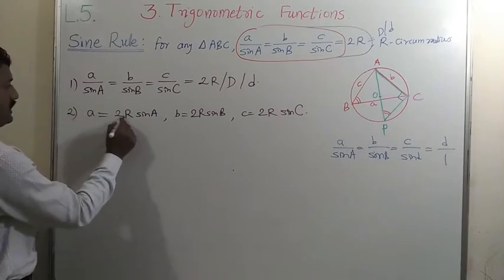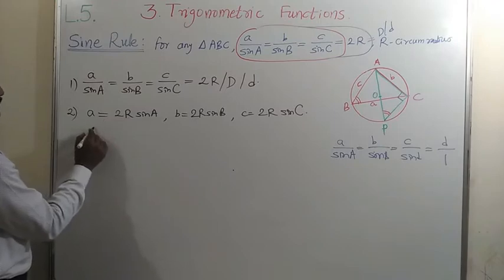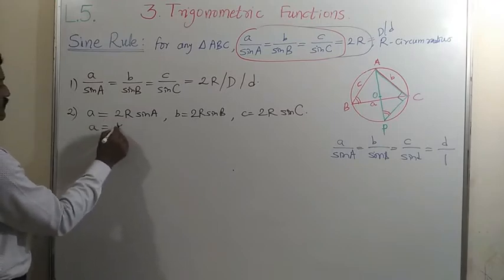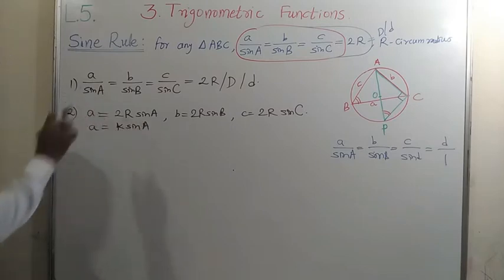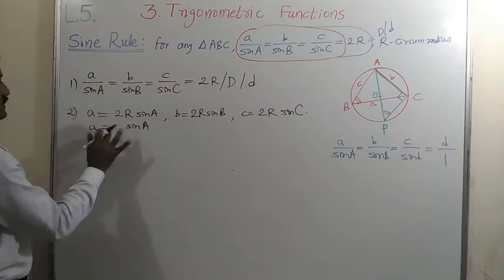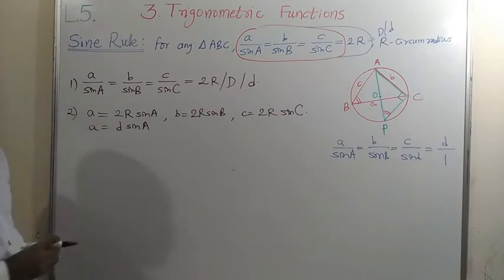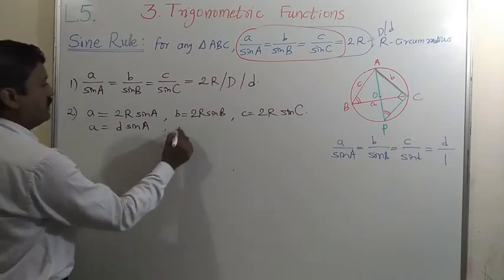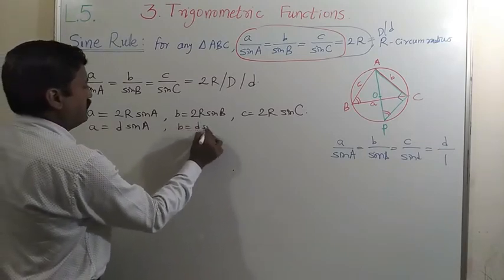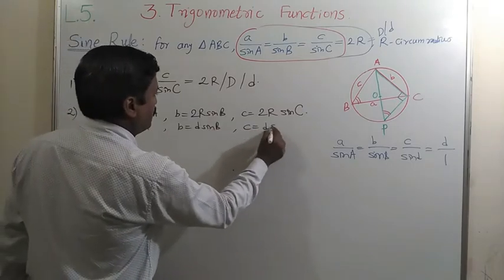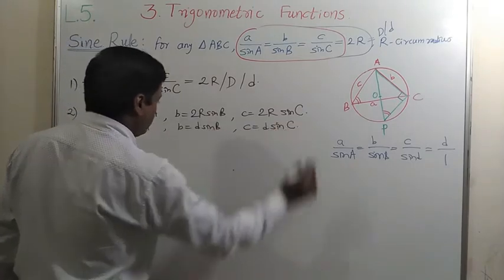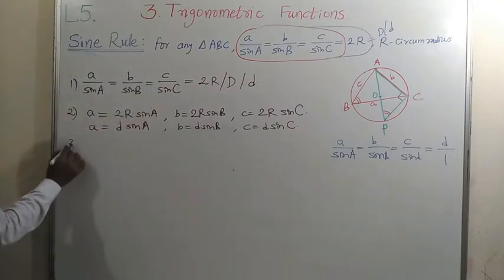For this also you can take a different constant. This can be written as a is equal to k sin A, where this k is nothing but the diameter, or you can take directly small d sin A. Similarly b is equal to d sin B, where d is a constant, and c is equal to d sin C. Okay, let us see the third one.